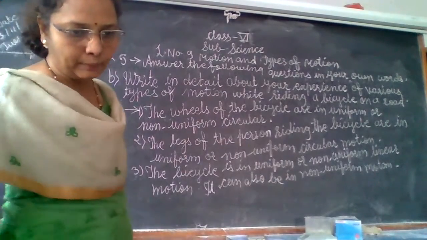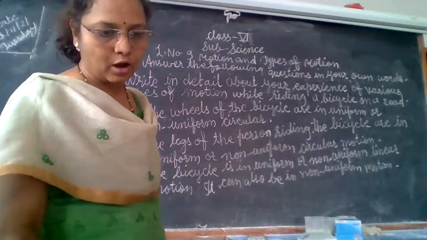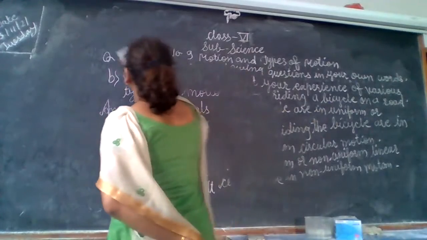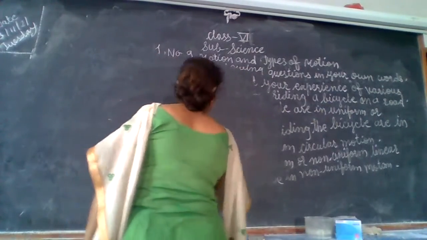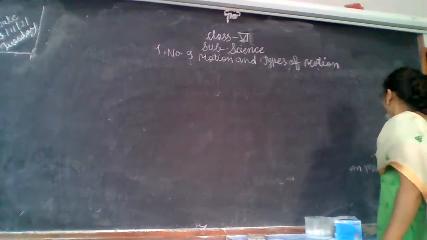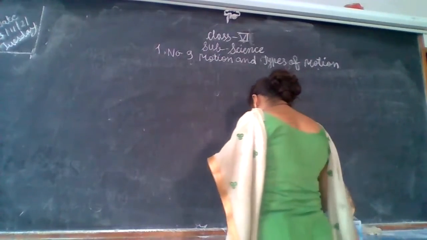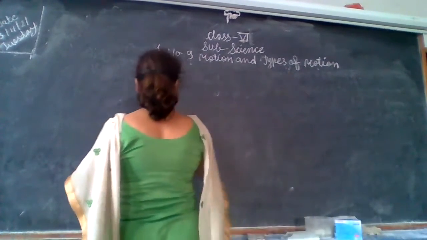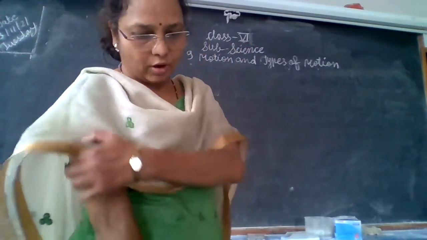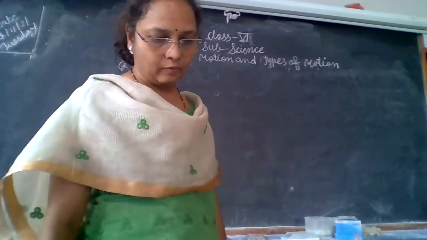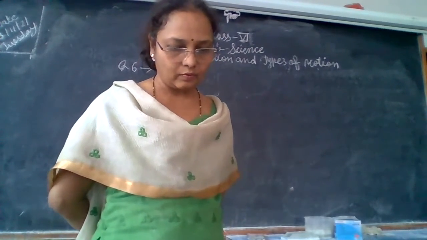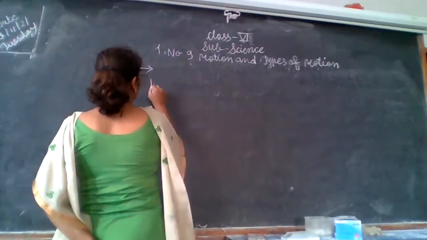Then next question, question number 6. Complete the puzzle using words for types of motion. Okay, the puzzle is given. So let's solve this puzzle. One puzzle is given. One is a spring is stretched and one end is released. First answer.